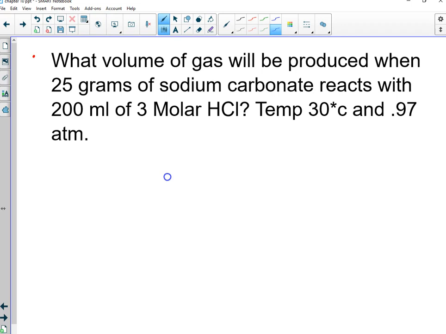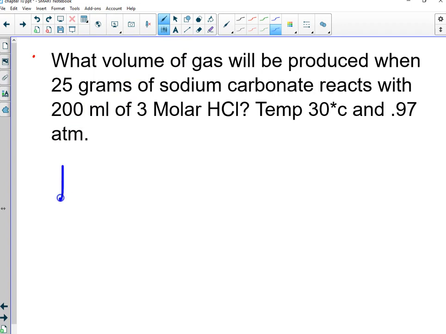All right. So here is a sample problem. I don't think I gave you any like these on the Christmas assignment. So please work this through with me. It says, what volume of gas will be produced when 25 grams of sodium carbonate reacts with 200 milliliters of 3 molar HCl? So there's some chemistry involved here. It gives you the temperature, it gives you the ATM. So the first thing you need to do is chemistry.